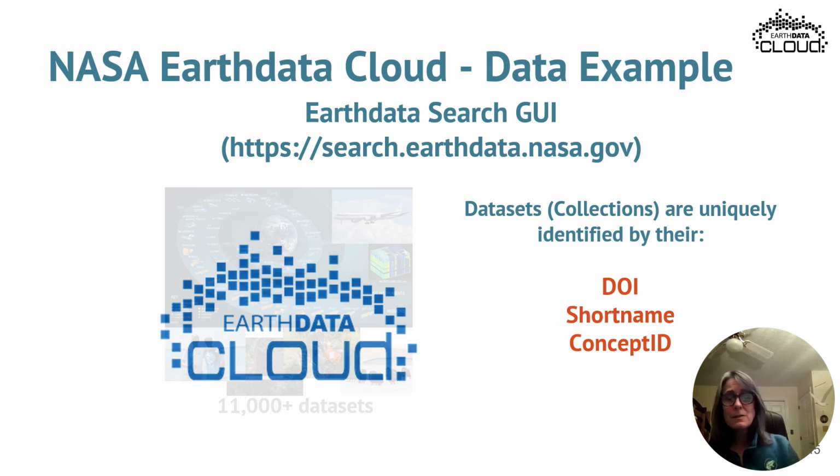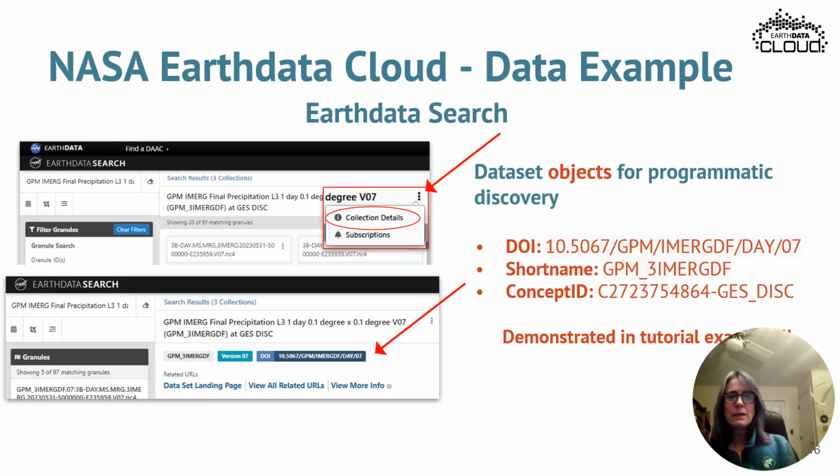So you'll see in today's tutorial that you'll use one of those ways of identifying a data set. I just wanted to give you a heads up before you start jumping into the tutorials, that the NASA Earthdata Search GUI can provide you with these unique identifiers. And then looking back at the IMERG precipitation data set that we were looking at a slide before.